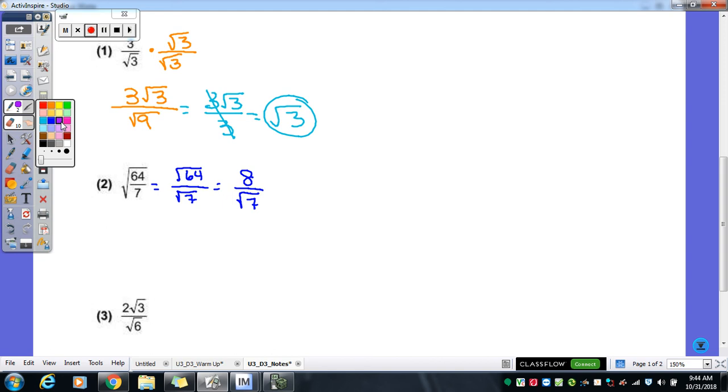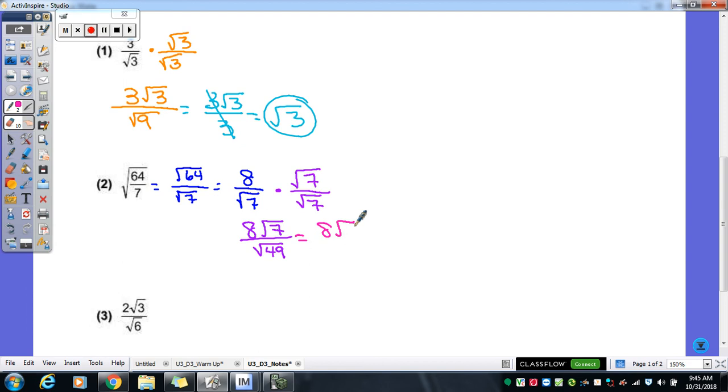So again, I can't have that square root of 7 in my denominator, so I'm going to multiply top and bottom by the square root of 7. So 8 times the square root of 7 gives me 8 radical 7. Radical 7 times radical 7 would give us radical 49, which turns into 7. And then can I reduce my 8 and my 7 that are both out of the radicals? No. So this is our final answer here.